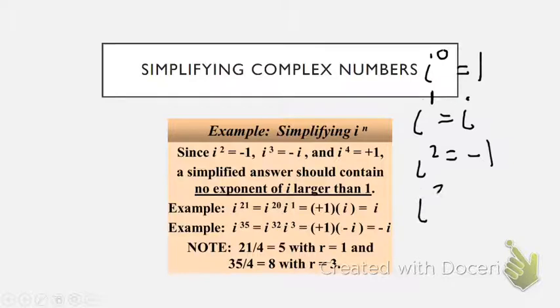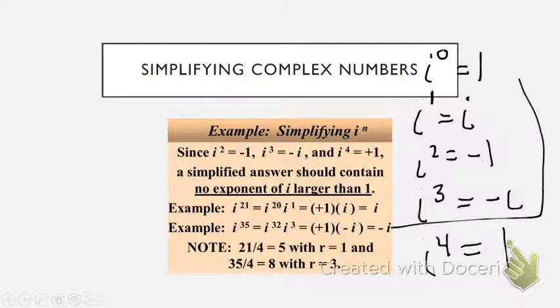After that, i cubed is -i. And then i to the 4th, that's when it restarts, and that becomes 1, okay? So notice we have 0, 1, 2, 3, and then at 4, it restarts back to 1, okay?